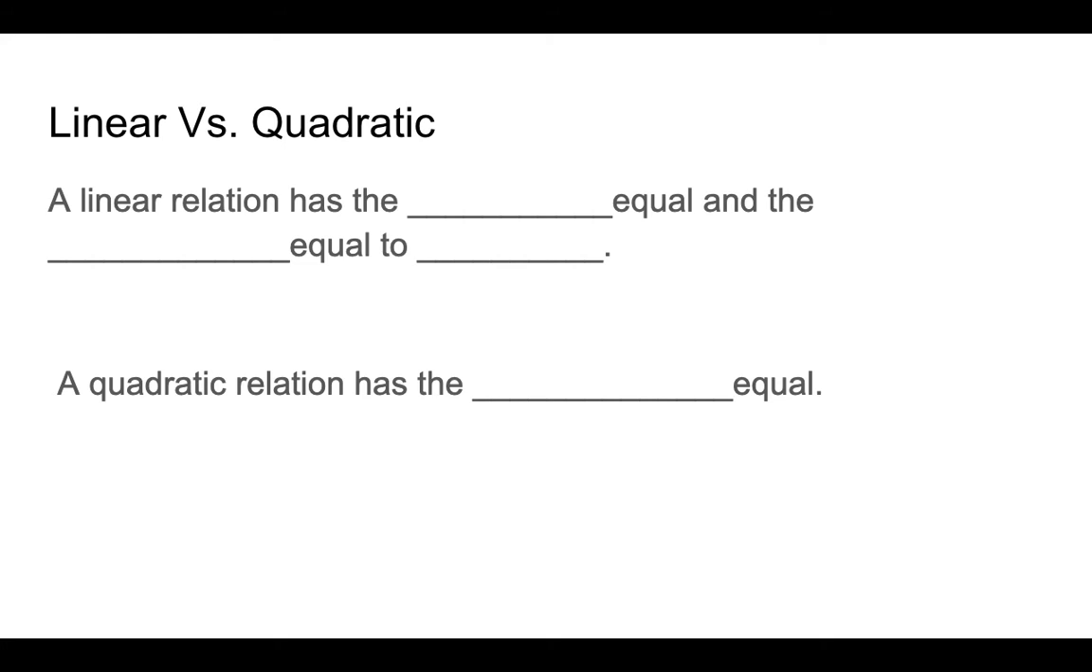Okay, so just to summarize that, a linear relation has the first differences equal, and if you went to the second differences, they would be equal to 0. A quadratic relation has the second differences equal. So those are some ways you can tell the difference between linear and quadratic. You will see this kind of material in whichever grade 11 course you take. So it's really good to understand this stuff now, just how to tell the difference between the two.